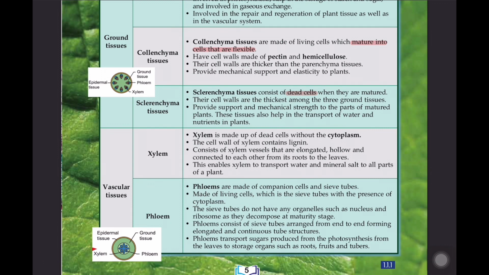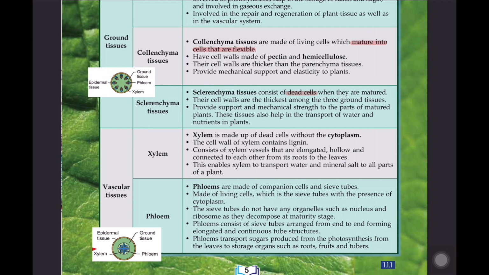The sclerenchyma tissues consist of dead cells when they are matured. They are the thickest among the three ground tissues because, as you know, the dead cells collect throughout the lifetime of the tissue, and it becomes thick. So of course your cell walls are thick.